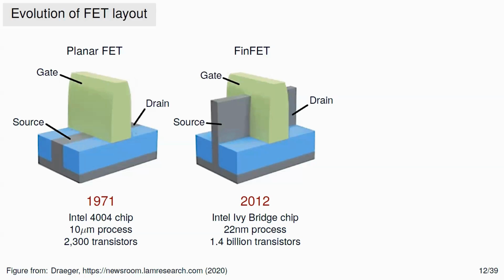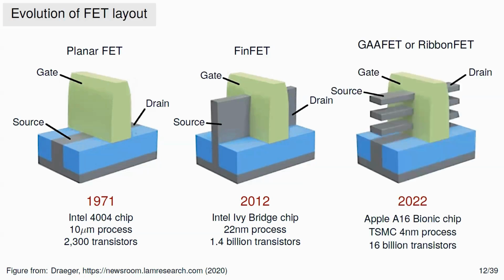And then a few years ago, people went further down this road, and they tried to realize basically a situation where the gate is on 4 sides, so even better control. And that means thinner channels and shorter channels. In this case, this is probably what you guys are using now if you have an iPhone. And this is a 4 nanometer process, which means that roughly you have maybe 16 atoms from this side to this side, okay?